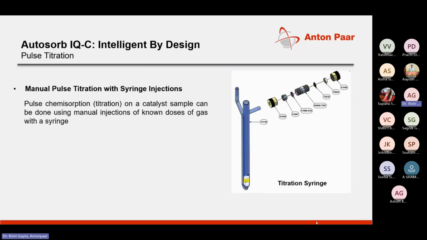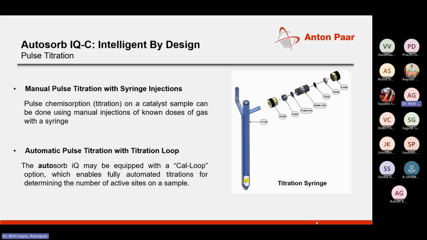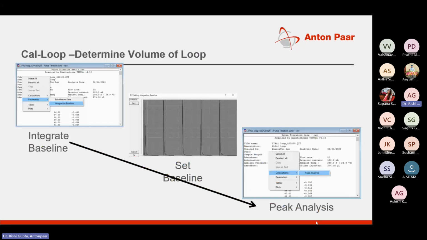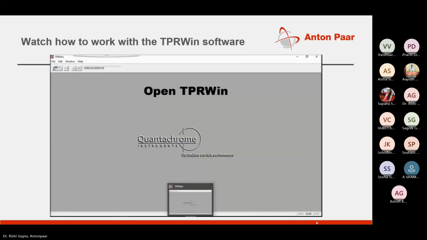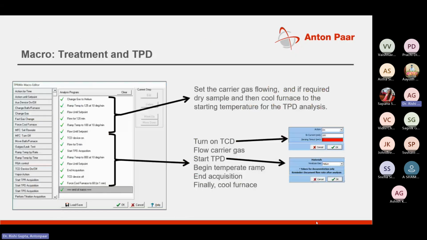For the pulse titration, as I said, that we injected. Now, for doing this, it can be done manually with a syringe, or it can be done automatically with the calibration loop as well. And this is the macro TPD result.